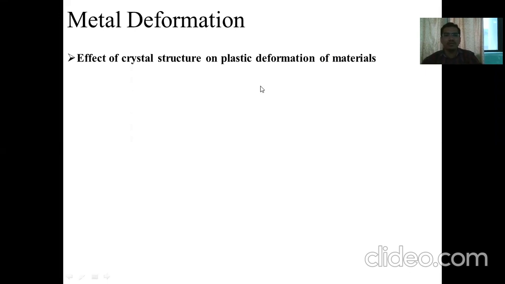Now we will see the effect of crystal structure on plastic deformation of the material. For any working condition of the metal, plastic deformation is the key parameter. So the material must work under plastic deformation so that it can work efficiently. The elastic region is there, but for the working of the material, plastic deformation is the key parameter. Now we will see the effect of crystal structure on plastic deformation of the material.